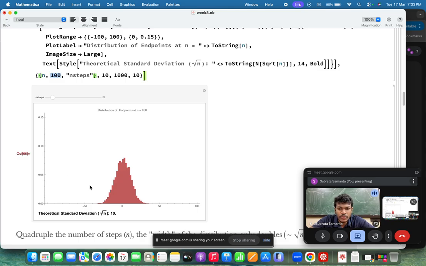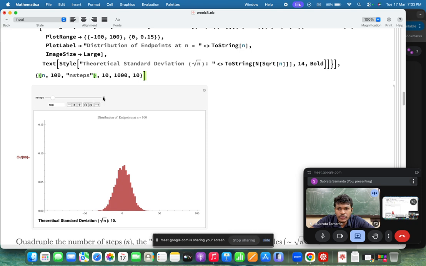That is what I calculated theoretically, you just calculate the square root of n, because I chose n equals 100. So, this is n equals 100, 100 steps, and you calculate the square root of n is 10. That is the theoretical value, and you can see here the standard deviation, sigma, is also around 10, and your mean is always 0.